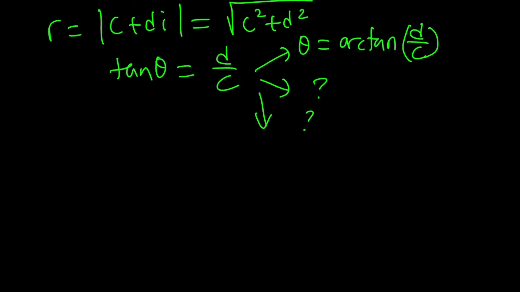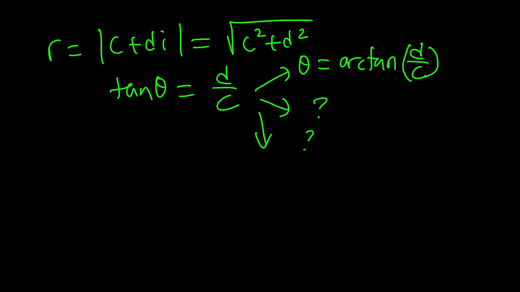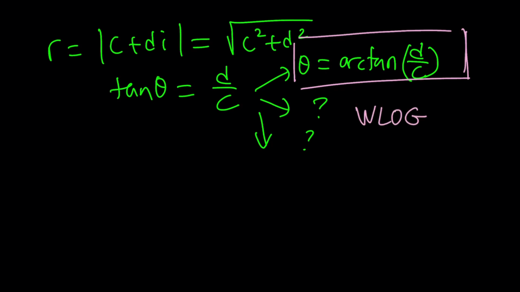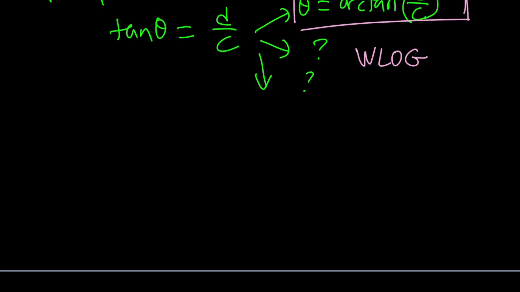Okay, let's just go for simplicity's sake with the first one. Let's just assume that c and d are both positive, without loss of generality. Remember that expression you see in proof books? Okay, cool. Now let's go ahead and put these two together.